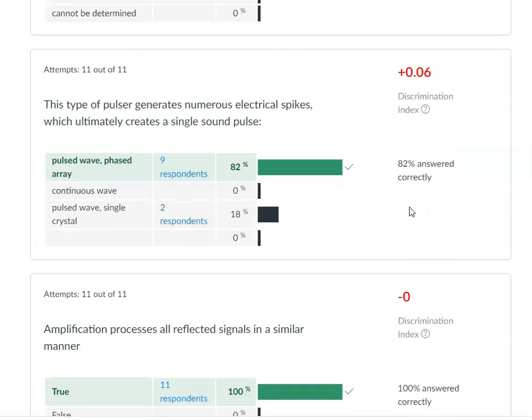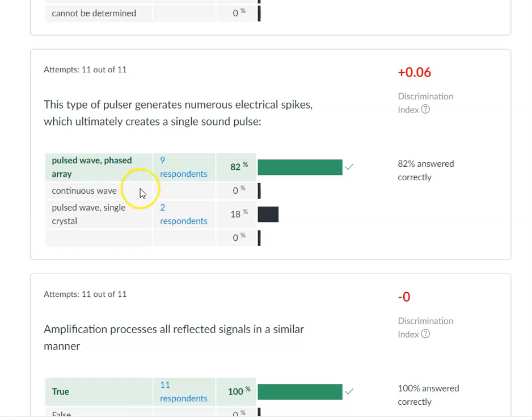Next question. Pulsar generates numerous electrical spikes, which ultimately creates a single pulse sound. This is the description of pulse wave single crystal, or excuse me, pulse wave phased array. Numerous electrical spikes indicates that it's phased array rather than single crystal. So the correct answer is, of course, pulse wave phased array.